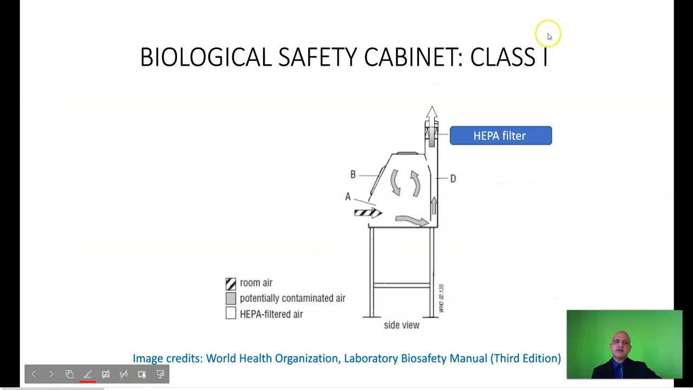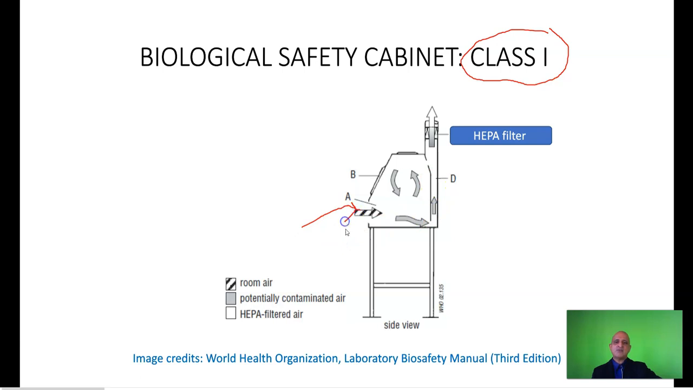Okay, this is a class 1 biological safety cabinet. A class 1 biological safety cabinet is basically a workspace in which you will note the air enters from the outside space and is exhausted through a HEPA filter into the environment. Now this duct may lead outside the laboratory into the works environment, or in some cases it may lead back into the workspace. However, it is recommended that it lead to the external environment.